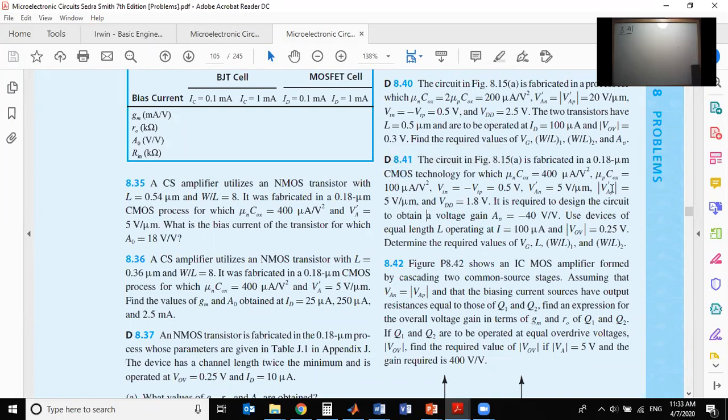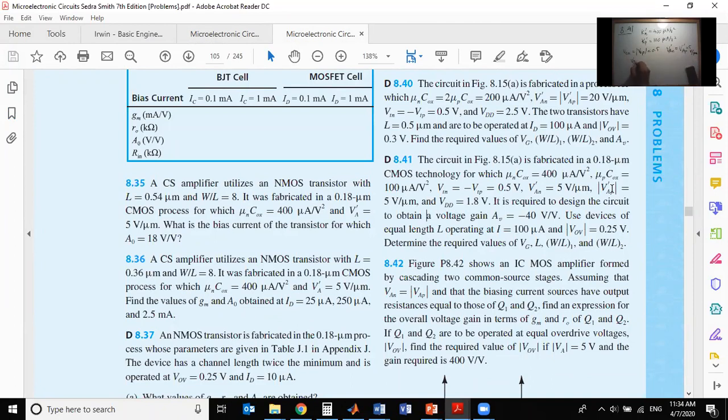For which mu n Cox, which we call Kn prime, is 400, the same number, microampere per volt square, and Kp prime, which is usually smaller, is 100 microampere per volt square. And for the threshold, V threshold N is the same as the V threshold P magnitude, 0.5, but one should be negative and the other positive. And V early N prime is the same as V early P prime, which is 5 volt per micrometer.